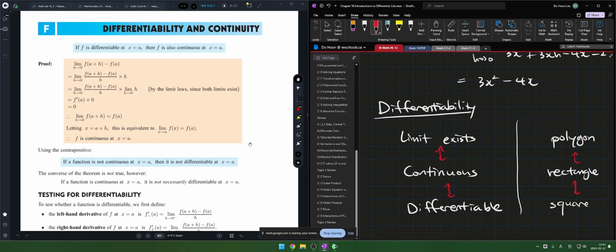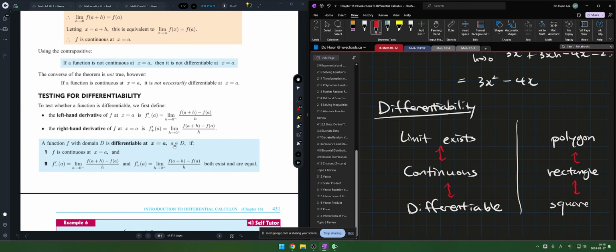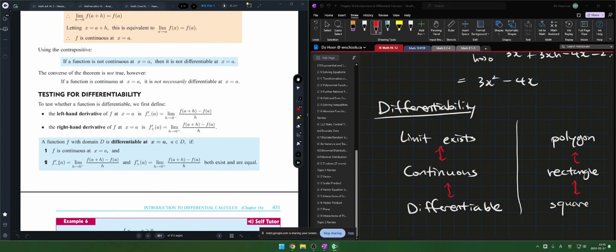Continuous means that there's no hole, there's no break, and there's no jump. Differentiability has that condition of continuity as well, but then it adds one more part. Here you can see on the second part that the condition is that the left-hand side derivative and also the right-hand side derivative do exist and they're equal to each other.